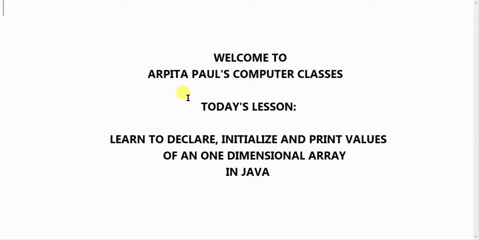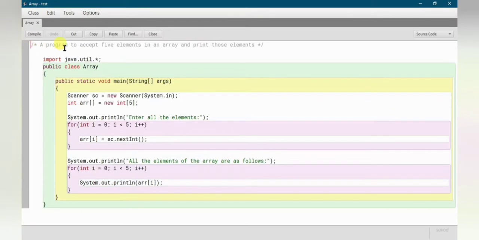And today you will learn how to declare, initialize and print values of a one-dimensional array in Java. So let's start the video. So here comes the program to accept 5 elements in an array and print those elements. Okay, so let's start the writing part.